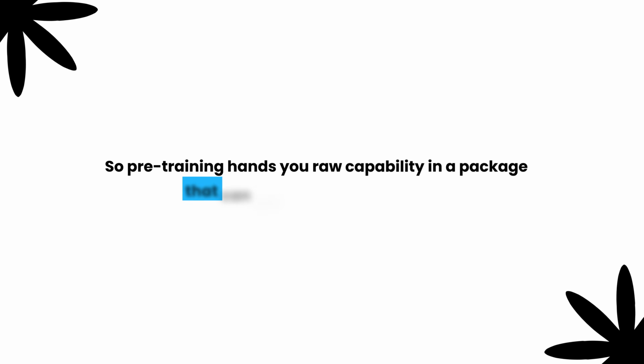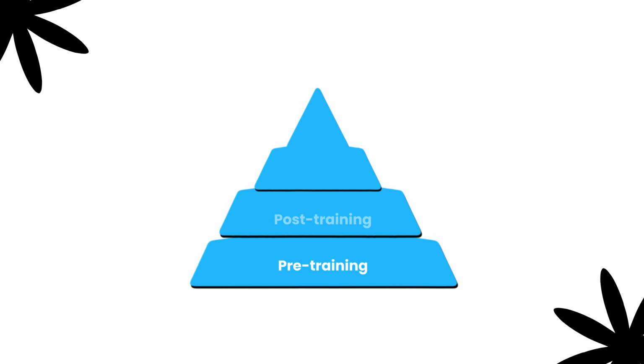So pre-training hands you raw capability in a package that cannot hold a conversation yet. Turning that raw thing into something useful is the entire job of the next few stages. And that's where an AI engineer will actually spend most of their time. Okay, now let's get into stage number 2, which is post-training.